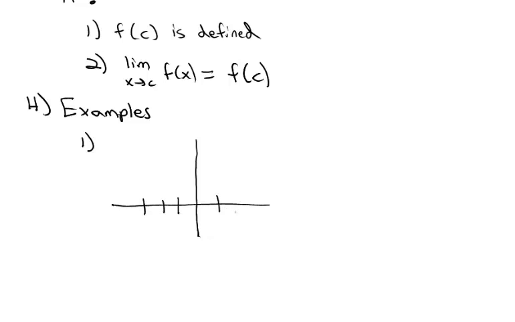We'll go 3 left and right. And we're going to put a vertical asymptote at -2, a horizontal asymptote at 1. We're going to have a really funky function.